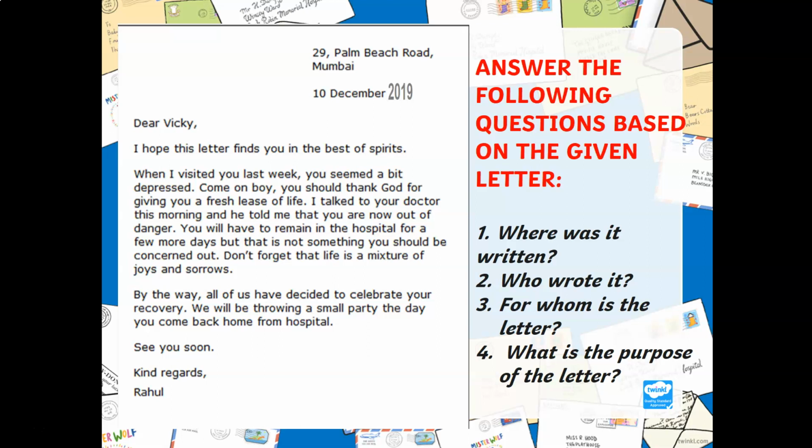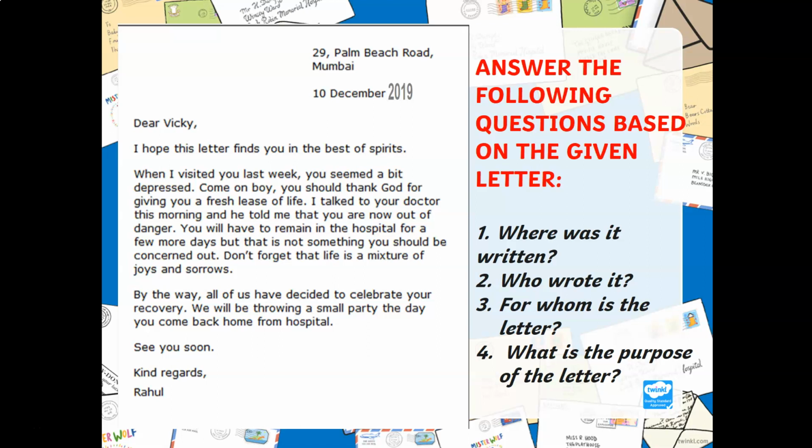29 Palm Beach Road, Mumbai, 10th December 2019. Dear Vicky, I hope this letter finds you in the best of spirits. When I visited you last week, you seemed a bit depressed. Come on, boy, you should thank God for giving you a fresh lease of life. I talked to your doctor this morning, and he told me that you are now out of danger.